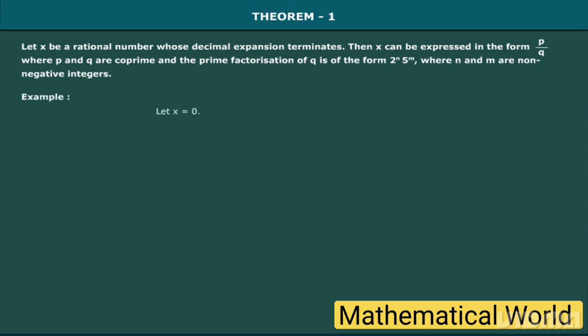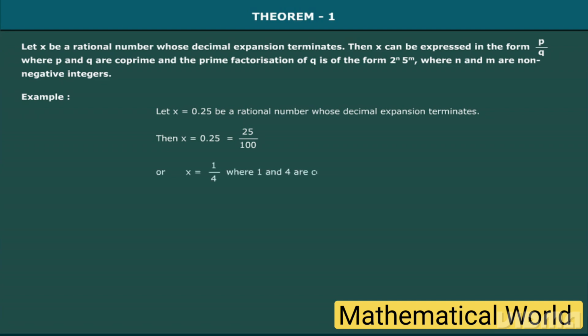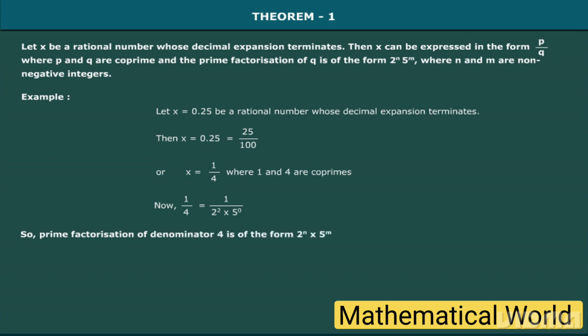Let x equal to 0.25 be a rational number whose decimal expansion terminates. Then x equals 0.25 can be written as 25 by 100, or x equals 1 by 4, where 1 and 4 are coprime. Now 1 by 4 equals 1 by 2 raised to the power 2 into 5 raised to the power 0. So the prime factorization of denominator 4 is of the form 2 raised to the power n, 5 raised to the power m, where n, m are non-negative integers.